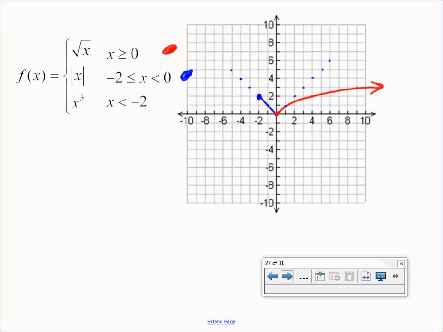Guys, one piece to go. The cubing function produces a graph, but only when we're looking to the left of -2. So my cubing function in general, I had key points -2, -8, -1, -1, 0, 0, 1, 1, 2, 8, and it had my snake shape. However, we're only going to darken in where? Only to the left of -2, and it's strictly. So this is going to be an open circle.